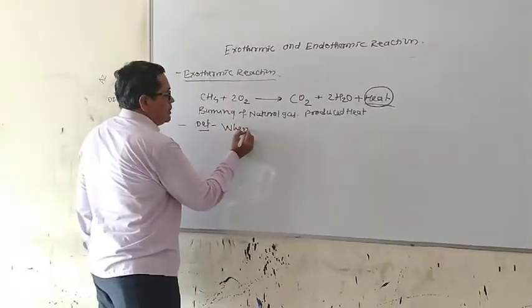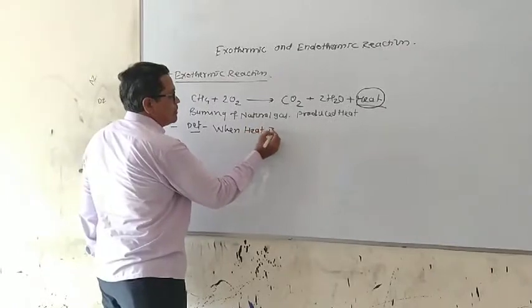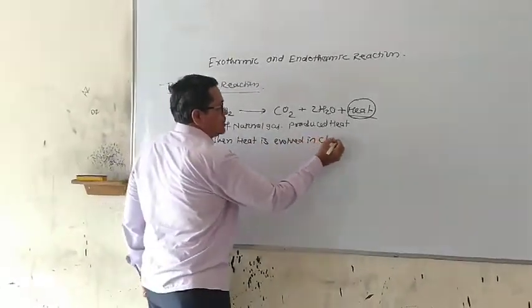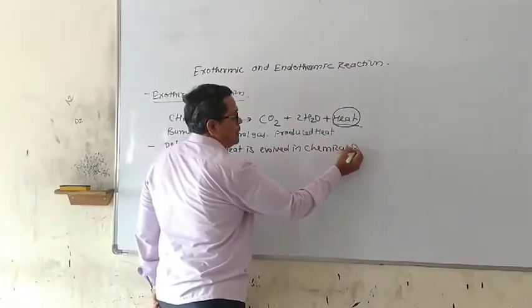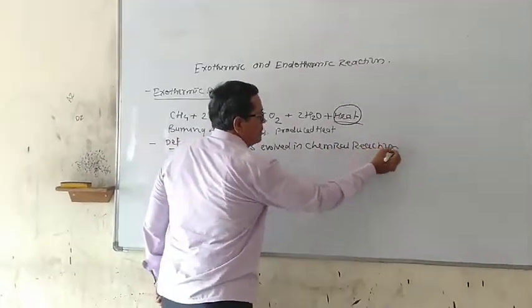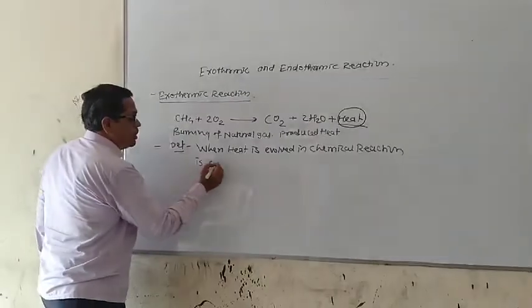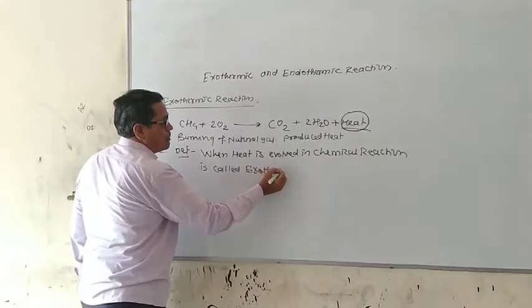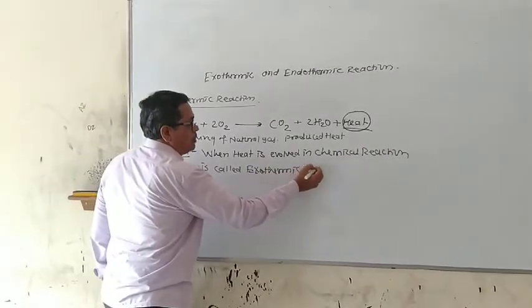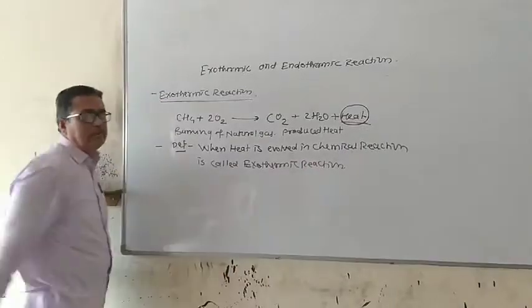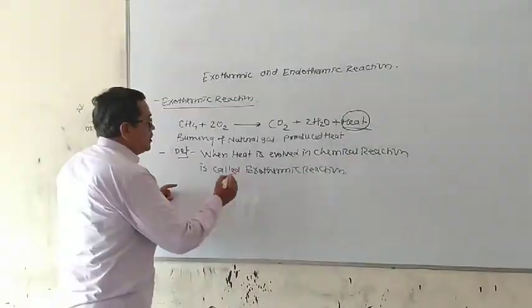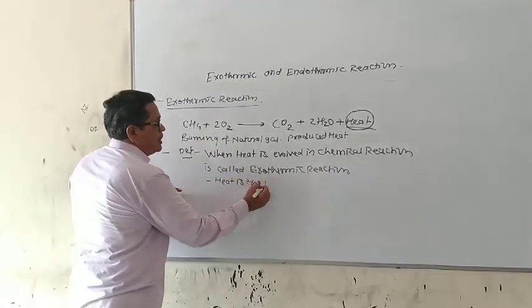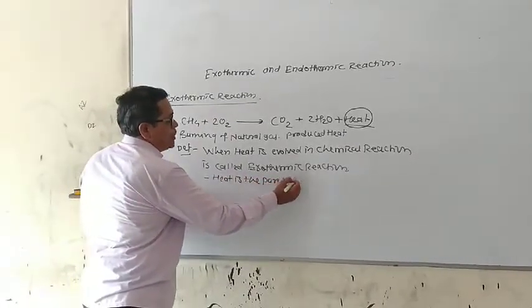When heat is evolved in a chemical reaction, it is called an exothermic reaction. Heat evolved in a chemical reaction is called an exothermic reaction. Means here heat is part of the product.